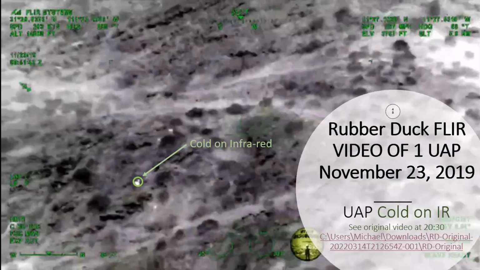Okay, now the last one we're going to show is the rubber duck FLIR video. It's called that because it looks like a duck. November 23, 2019. We have, again, the UAP is cold on the IR. So now this original video is like 39 minutes. So I'm gonna open it and then cut into it at about 20 minutes and 30 seconds. And I'll only stay on for about a minute.